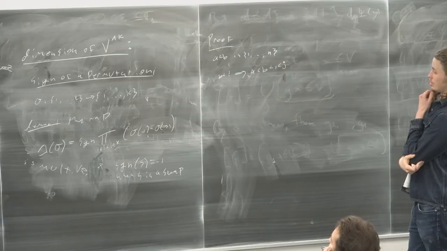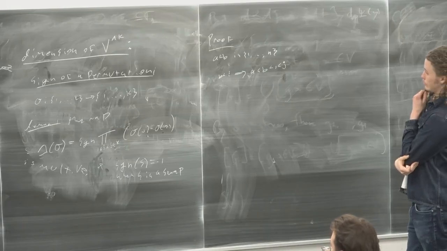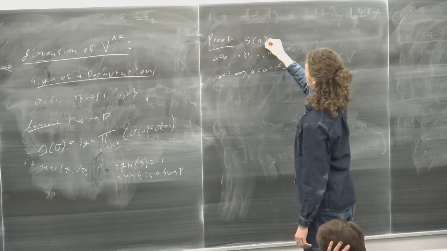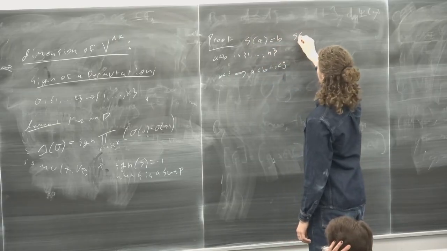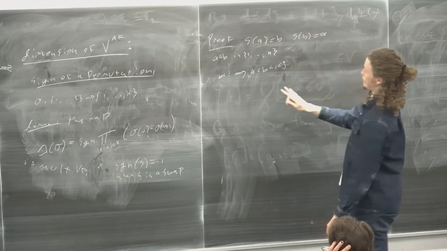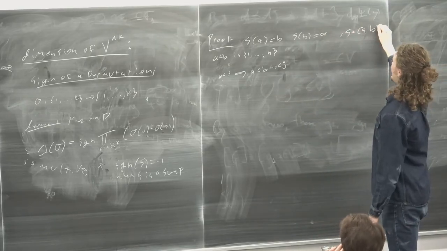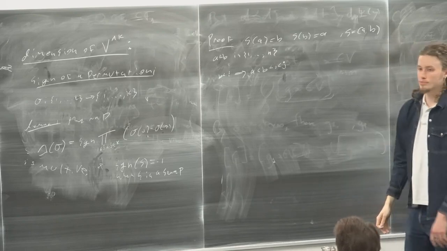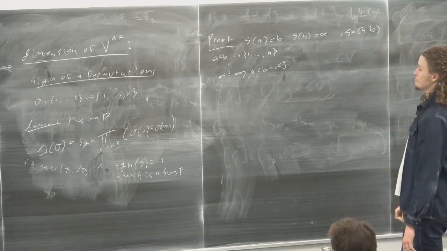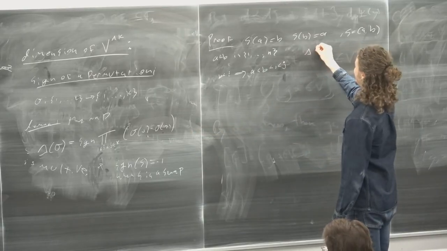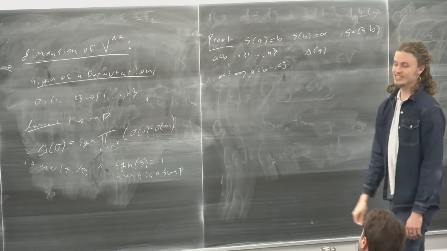Basically the point is, oh my god, I haven't written down what I'm saying. So I'm saying s of a is equal to b, and s of b is equal to a. So it swaps a and b, and fixes everything else. It's a swap. So I'm going to calculate delta of s.